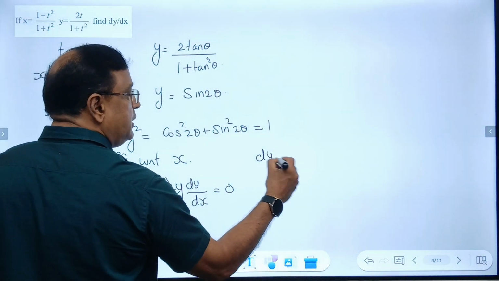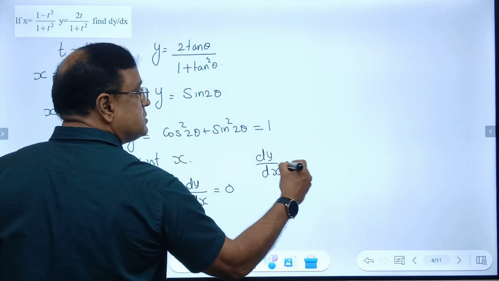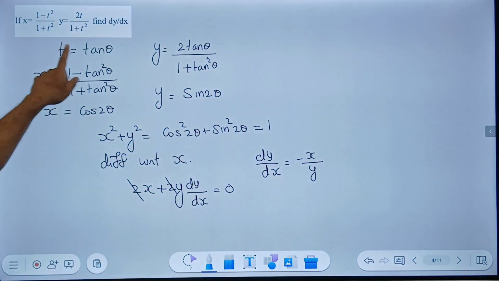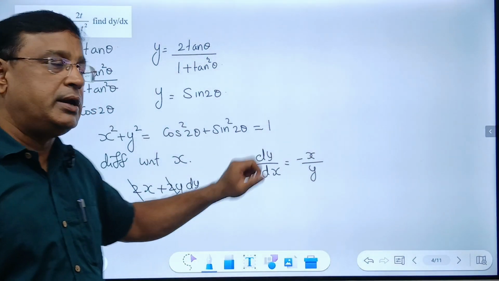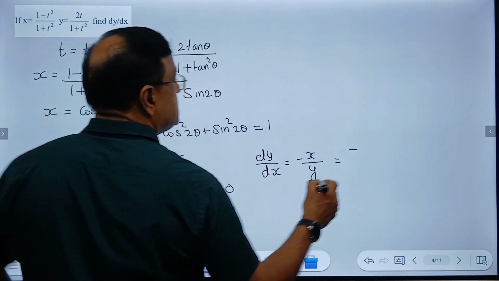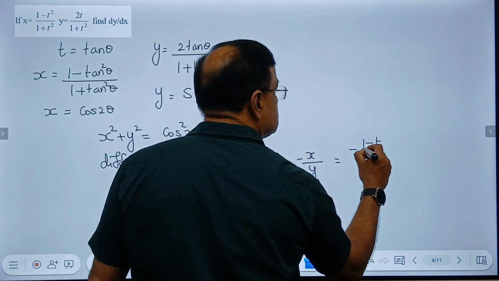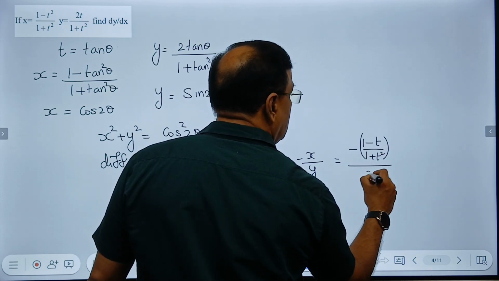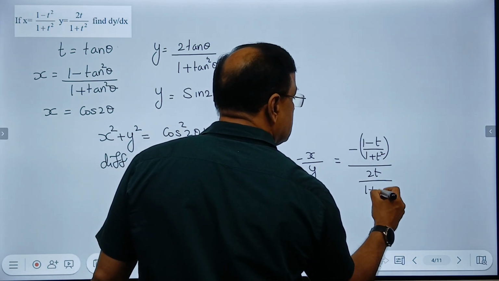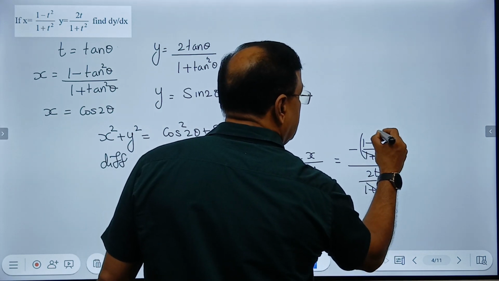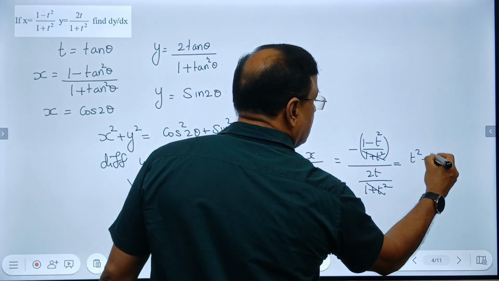So what is dy by dx? Dy by dx is minus x by y. But since it's a parametric equation, your answer should be in terms of the parameter. So I will substitute for x. What is my x? X is 1 minus t square by 1 plus t square. And what is my y? 2t by 1 plus t square. So 1 plus t square, 1 plus t square cancels. So I am left with t square minus 1 by 2t.